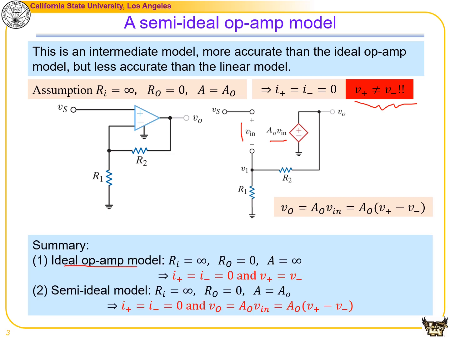In the ideal op-amp model, we have the assumptions of Ri equal to infinity, Ro equal to 0, and A equal to infinity. Given that, we have the conclusion of I plus equal to I minus equal to 0, and V plus equal to V minus. In the semi-ideal model, the difference is that A is no longer infinity; A is a limited number, A naught, now. So the conclusion that we have is I plus equal to I minus equal to 0, and Vo is equal to A naught times V plus minus V minus.